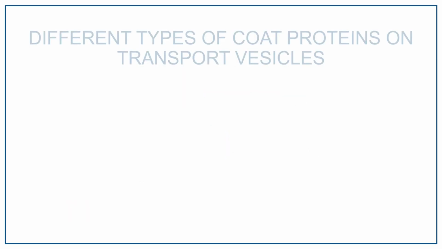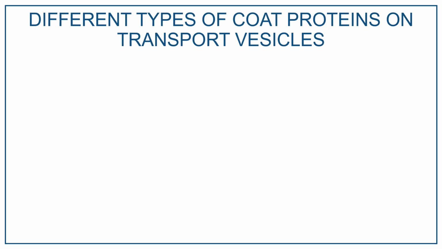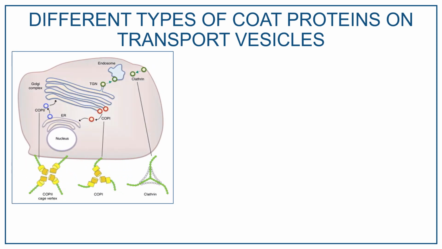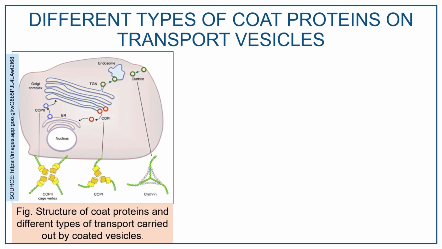Different types of coat proteins on transport vesicles. Transport vesicles arise from specialized coated regions of the membranes, which are surrounded by a coat of proteins covering the cytosolic phase, so that these membranes eventually bud off as coated vesicles. Prior to fusing with the target membrane, this protein coat is discarded, as we have seen in the previous slide, to allow the membranes to fuse directly.